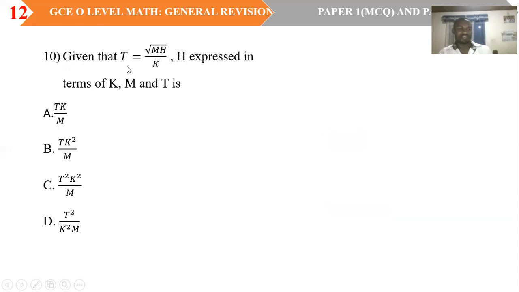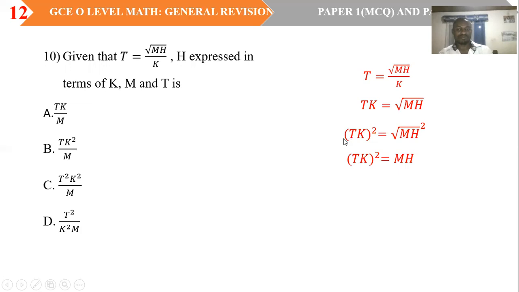Question 10. Given that t is equal to the square root of mh over k, h expressed in terms of k, m, and t is, here we make h the subject. We cross multiply by k and square both sides to remove the square root. When that is done, we simplify and make h the subject. Here h is t squared k squared over m. Answer C.